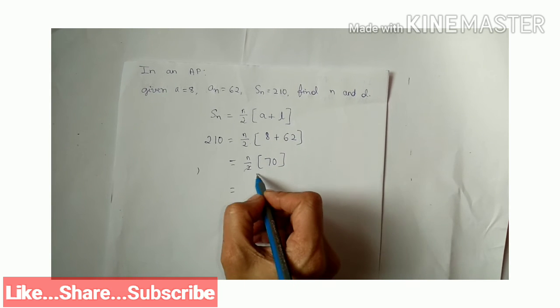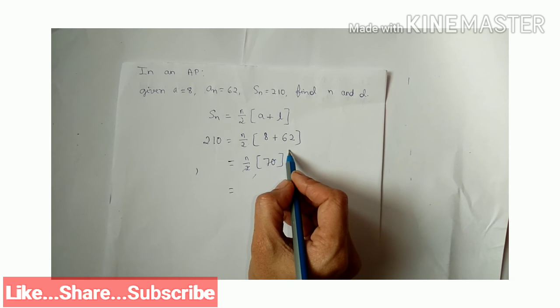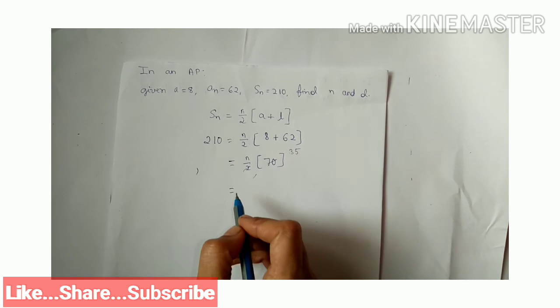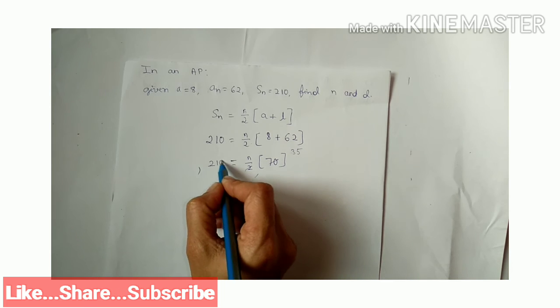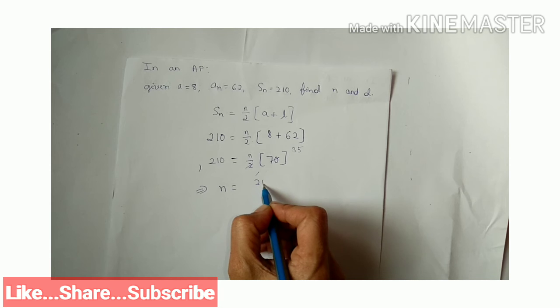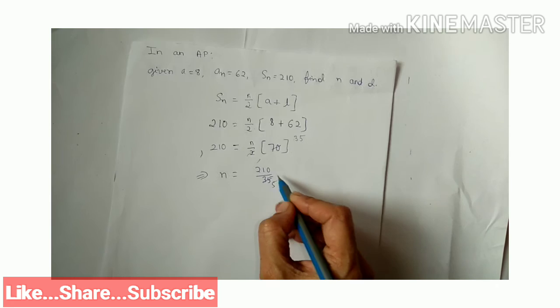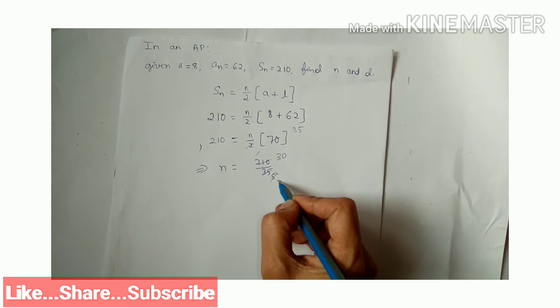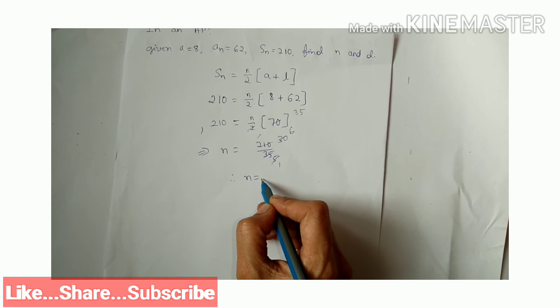Here 2 ones are 2, 35. Therefore, n is equal to 210 divided by 35. 7 5s are 35, 7 3s are 21, 6. Therefore, number of terms n is equal to 6.